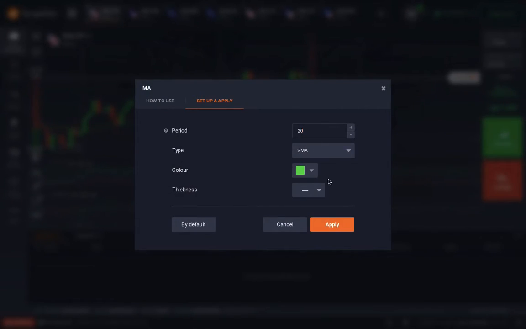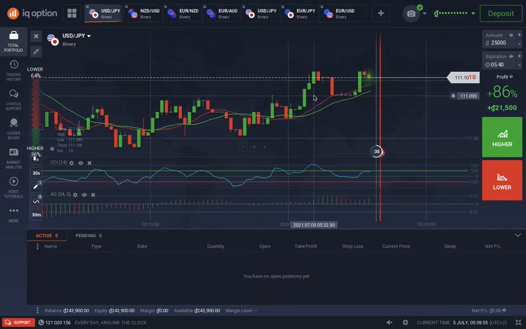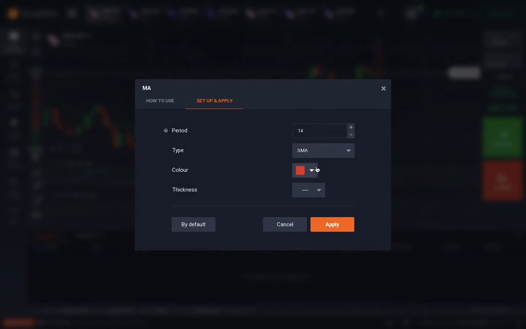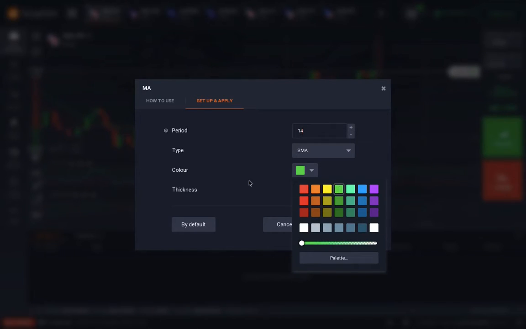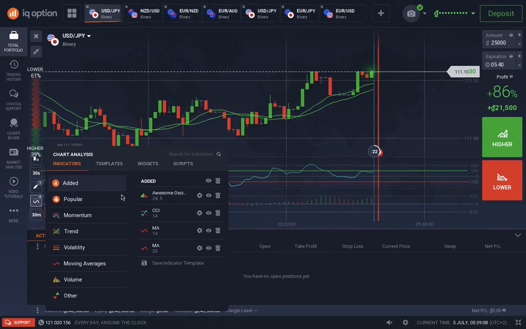Okay, good. So once the red one crosses the green, it's a buy. Once the green... I should change the colors. This is confusing. I feel like I'm betraying the trading community by not having the correct colors on.